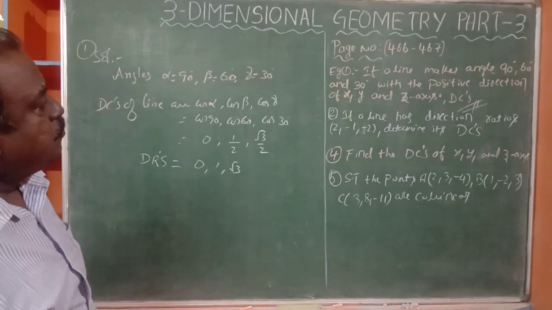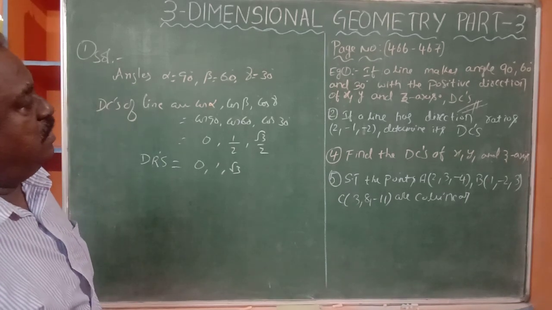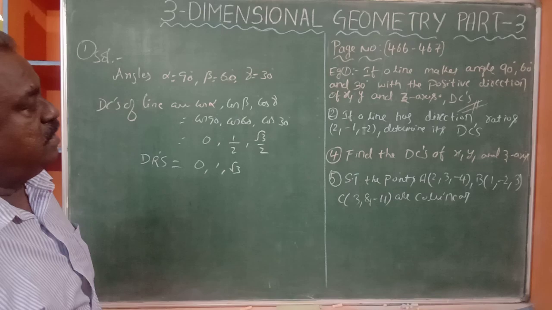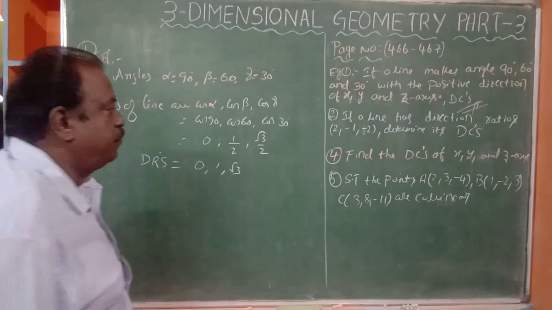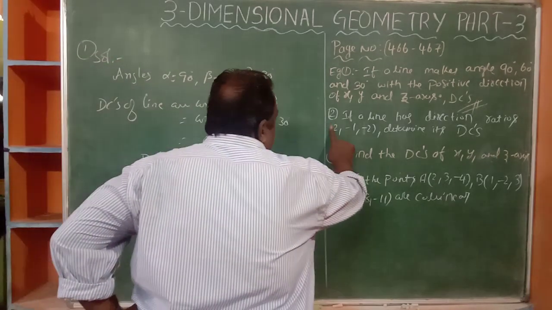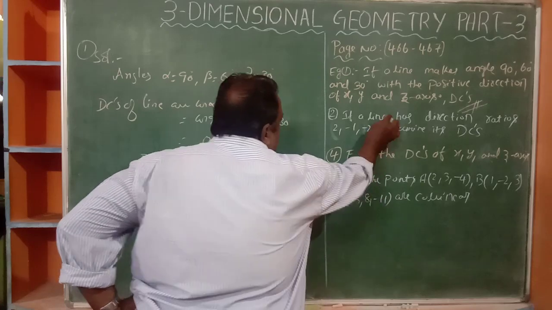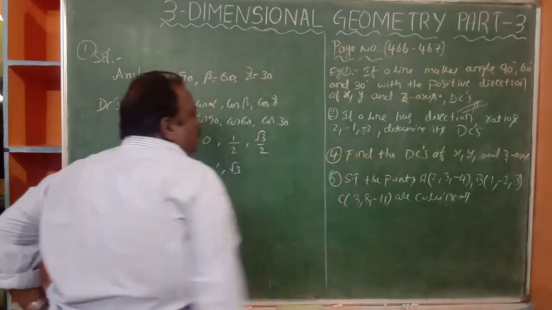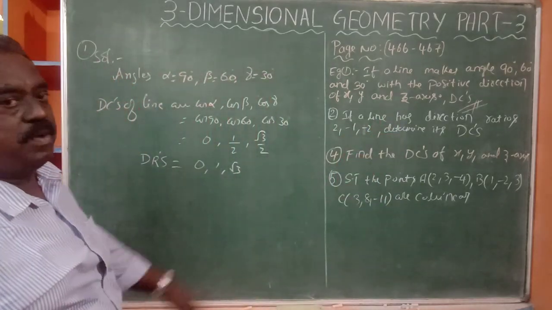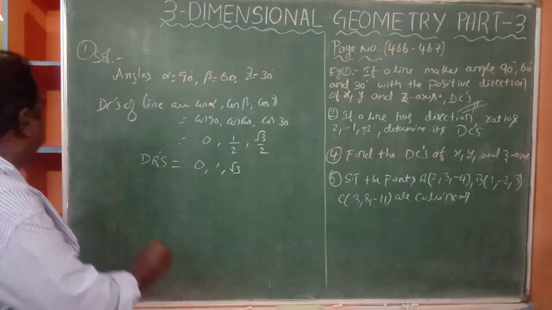Next, the second one. A line has direction ratios. Those DRs are 2, -1, -1. Then we have to find the DCs. The second one.